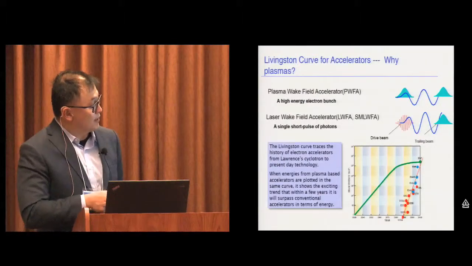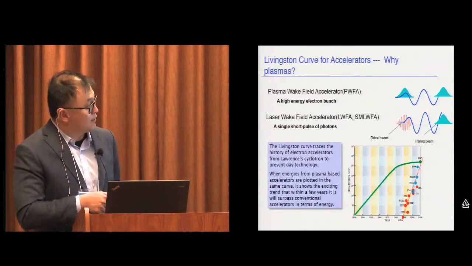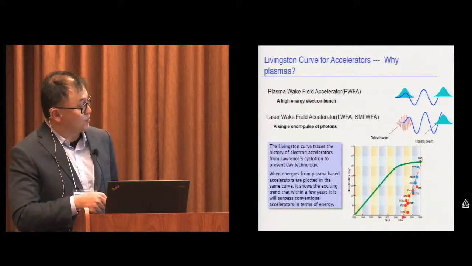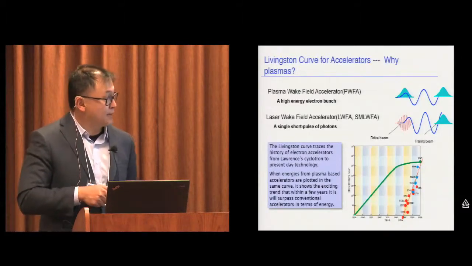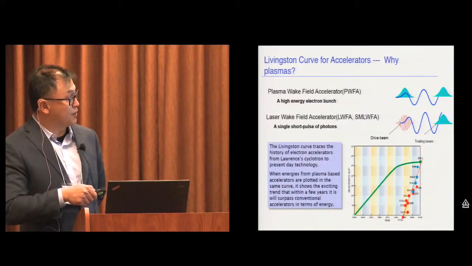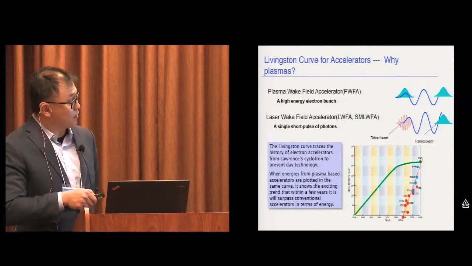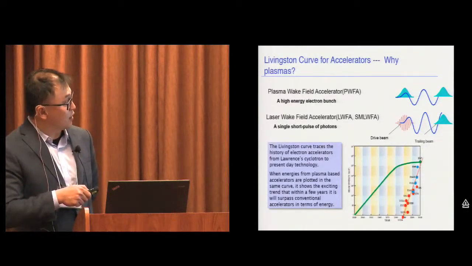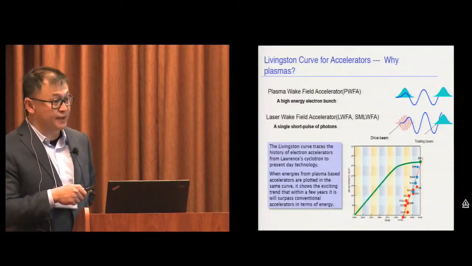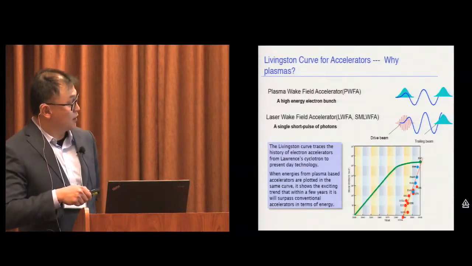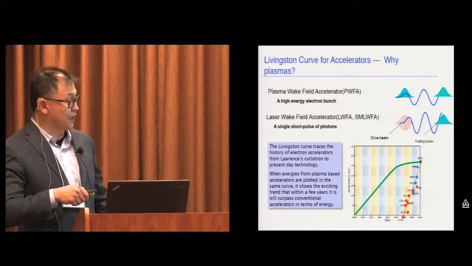And then you have what's called the witness bunch. The witness bunch takes the plasma wave and uses it to accelerate itself to gain energy. And of course, the plasma acts as an intermediary between the driving bunch and the trailing bunch. If you use a particle beam to make the plasma wave, this is called a PWFA, or plasma wakefield accelerator. And if you use a laser to drive the plasma wave, it's called an LWFA, or laser wakefield accelerator.